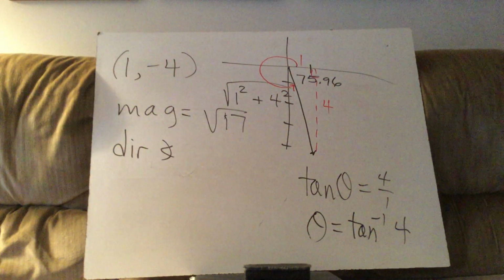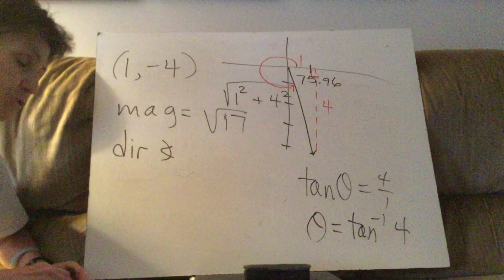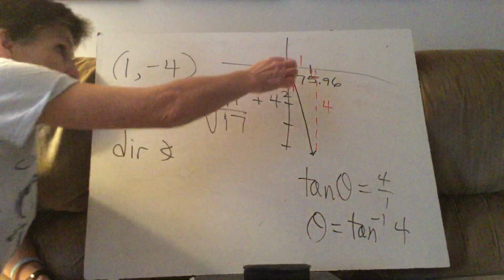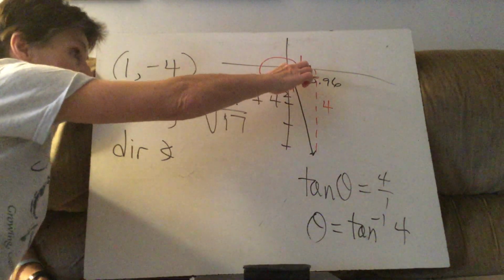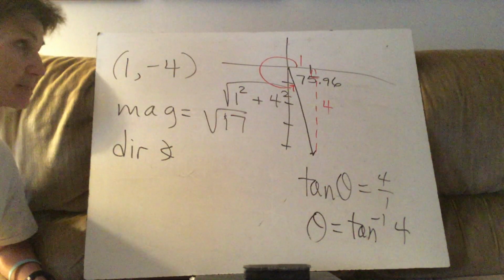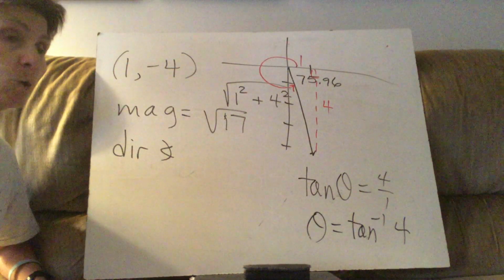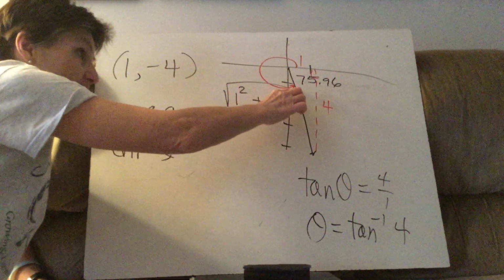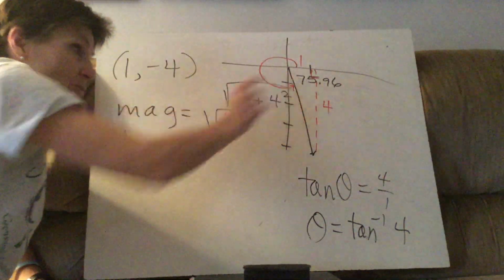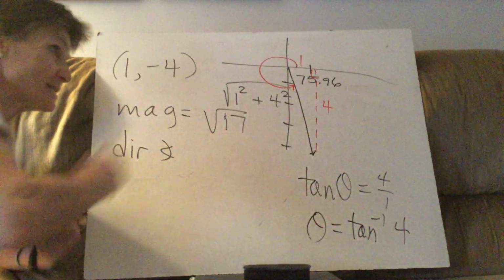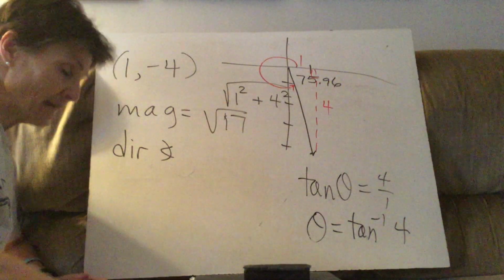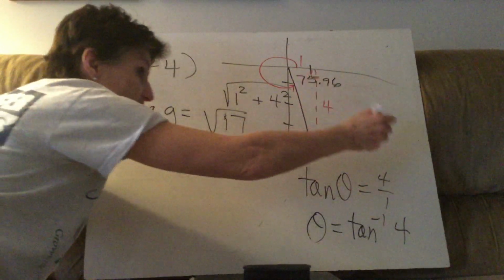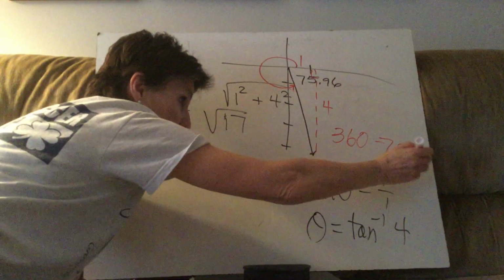Now I want you to think about this for a second. If you use your logic, use your common sense, if I just kept going and went all the way back to where I started, that would be 360 degrees. But I didn't go all the way around. I stopped here, before I went the final 75 degrees. So this big red angle right here is 360 minus 75.96.